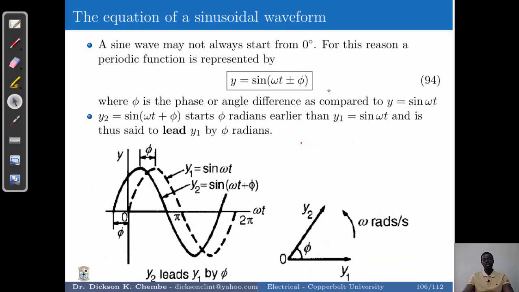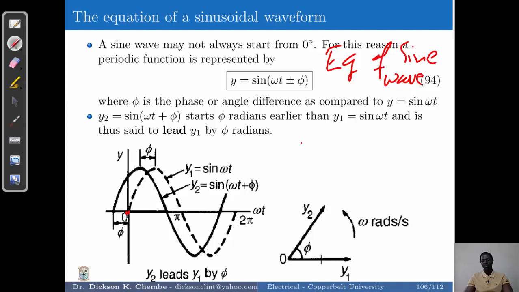A sine wave may not always start from 0, and for this reason the periodic function, which we call the equation of the sine wave, is given by y equals sine of omega t plus or minus phi. Phi is the phase angle difference compared to the equation for the sine wave that starts from the 0 position. This wave that starts from 0 we call the reference phasor. We reference all the other waveforms to the one that starts from 0. In this case, the reference phasor is drawn as the horizontal line.